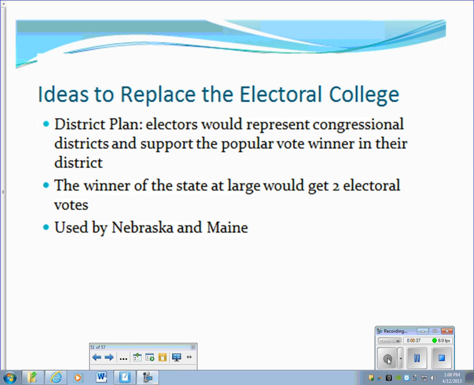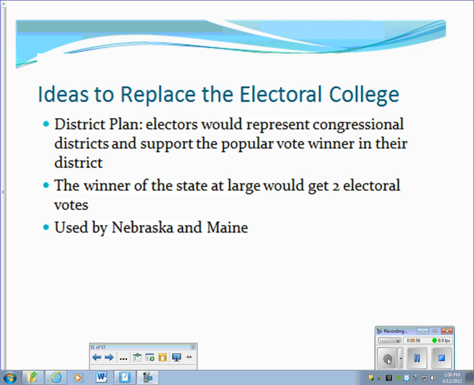All right. So the first one to replace it is what's called the district plan. And this is actually gaining some popularity in Pennsylvania, Michigan, Virginia. These are states run by Republicans, but voted for Obama. So they're kind of trying to do this as a way to help the Republican Party. Everything's about politics, as you know.